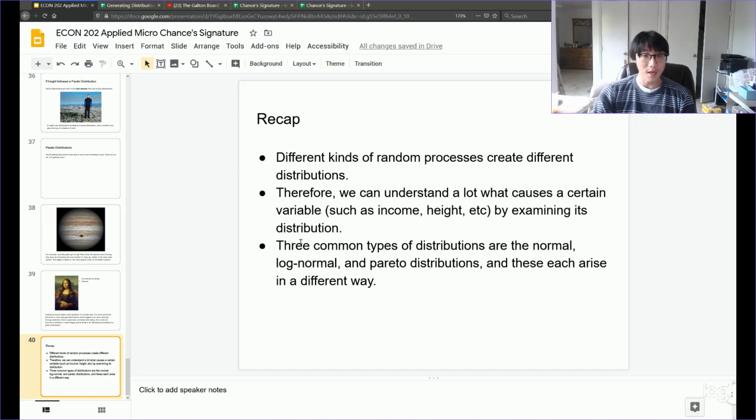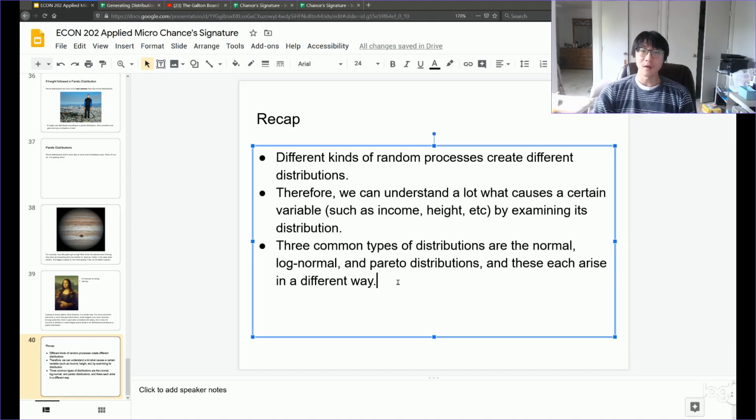As a quick recap then, different types of random processes create these different distributions. Therefore we can understand a lot of what causes a certain phenomenon by examining its distribution. A way that we can do that is by examining the histogram corresponding to those distributions. And then we talked about these three common types of distributions.